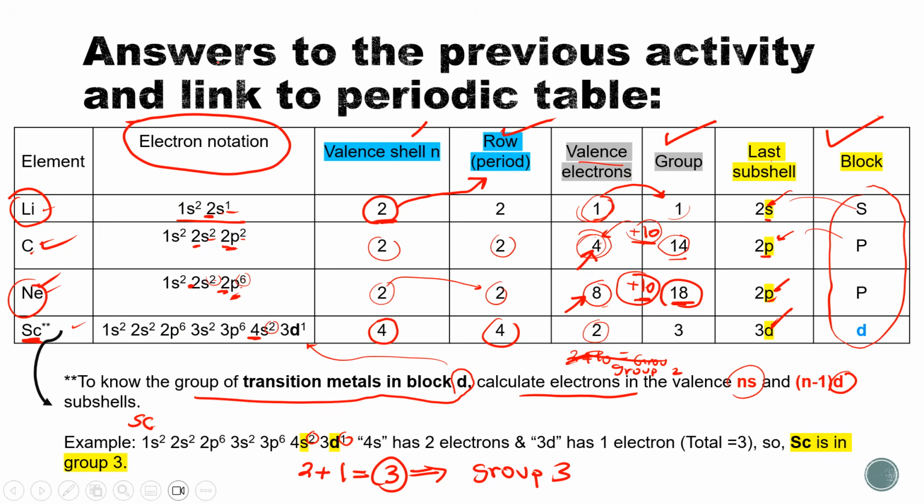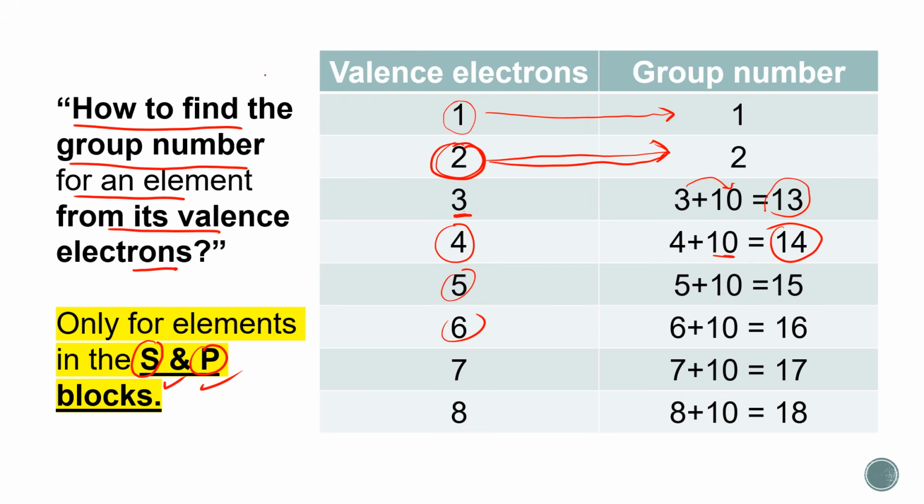That's only if your electron notation ends with d. If it does not, if it ends with p or s, then you can use this relationship automatically. Okay?